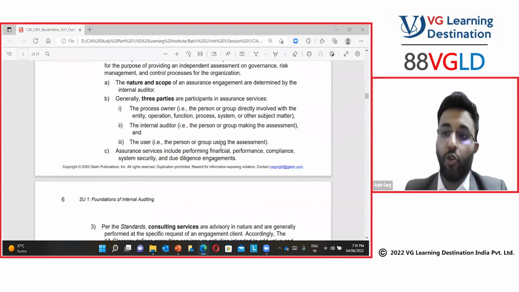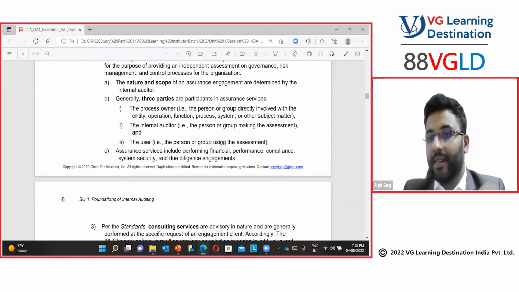There could be another question that may be asked in the examination, that there is an engagement which has the nature of service both from assurance and consulting point of view. Is it assurance engagement, consulting, or blended? Then it becomes a blended engagement. So remember these terminologies. What is blended? What is assurance? What is consulting?